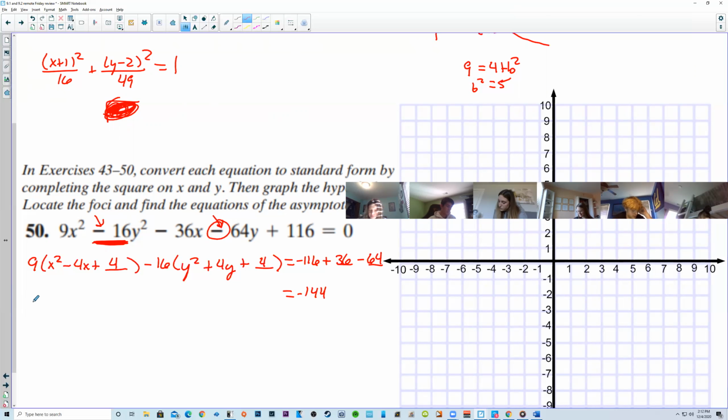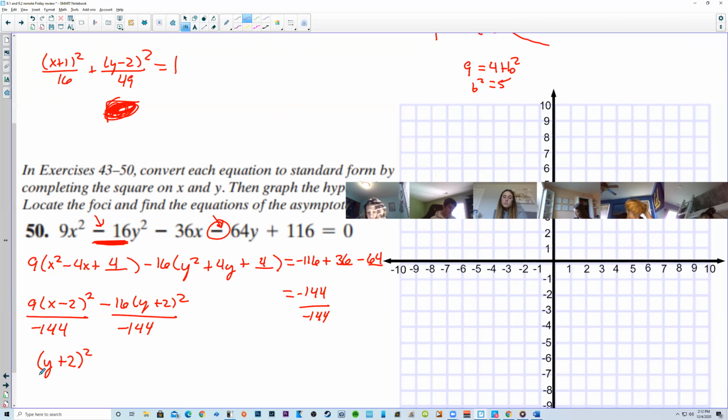Now, because that's negative, it's going to, of course, switch which one's positive, which one's negative here. So we have 9 times x minus 2 squared minus 16 times y plus 2 squared. And we're going to divide by negative 144. Oh, let's put the positive one first. We have y plus 2 squared over 9 minus x minus 2 squared over 16 is equal to 1.